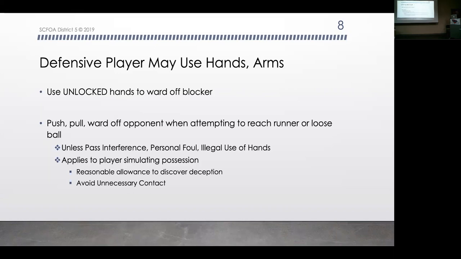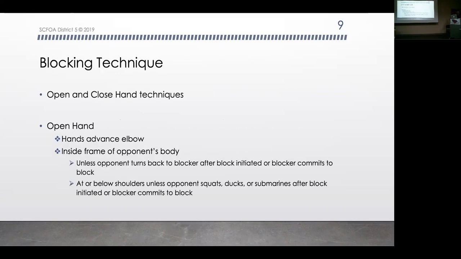So what are the blocking techniques? There's open and closed hand techniques. We don't really see closed hands anymore. I think it's 100% of the time it's now open hands. So hands in advance of the elbow, inside of the frame of the opponent's body. So your hands are in front, inside of a frame, at or below the shoulders, unless the opponent squats, ducks, or submarines after the block is initiated, the blocker commits the block. And it needs to be inside the frame unless the opponent turns his back to the blocker, again, after the block has been initiated or the blocker commits the block.